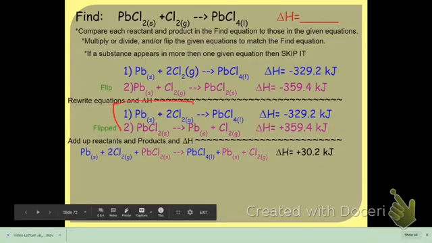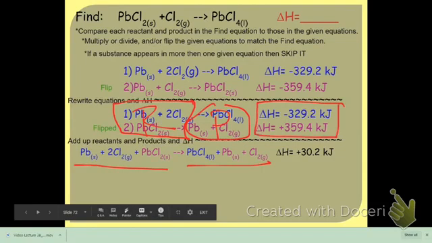on this side and bring it down. And we take everything on this side and bring it down. We get our reactants from here, and we get our products over here. And then once we look at that, we decide, okay, so what can I possibly cancel out? We add our delta H's together, which is going to give us 30.2 positive kilojoules.